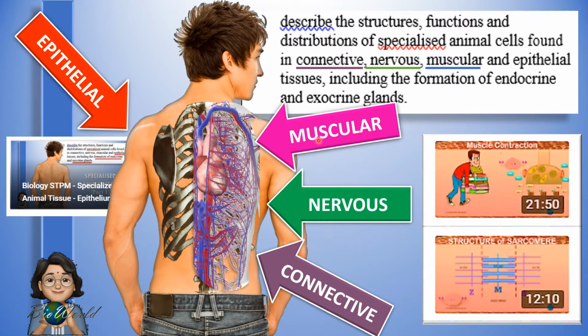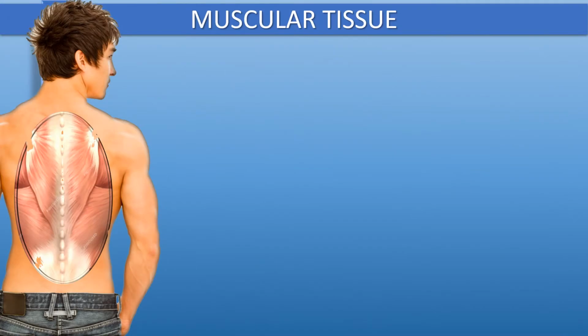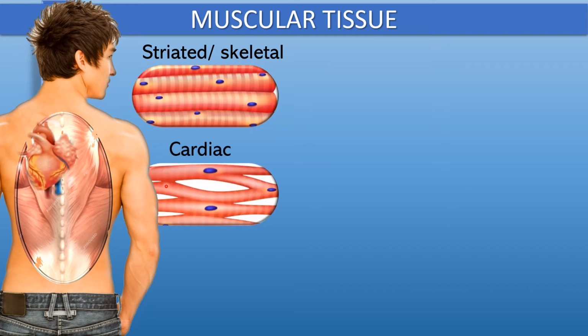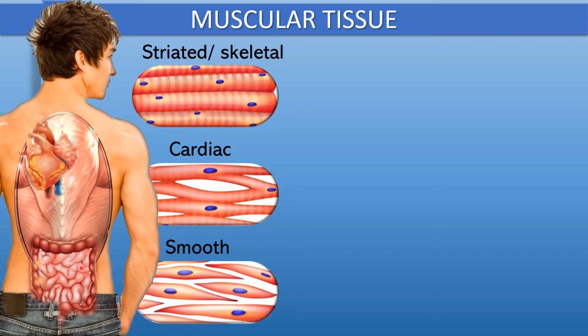Now let's move on to the muscular tissue based on the STPM Semester 1 syllabus. There are three different muscular tissues. The largest amount of muscular tissue is the type that is attached to our skeleton. So it is called the skeletal muscle. Then we have a group of muscles that form the heart. This is called a cardiac muscle. And then in our digestive system, we have a completely different type of muscle called the smooth muscle.